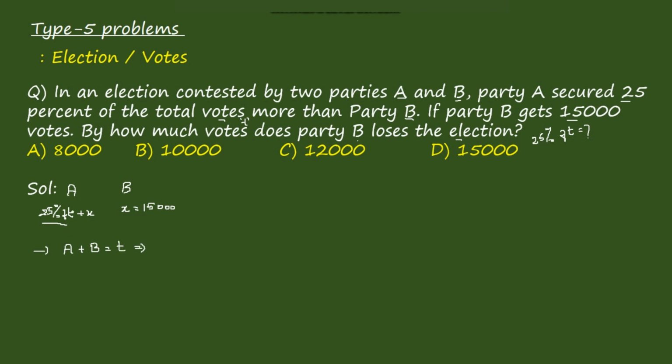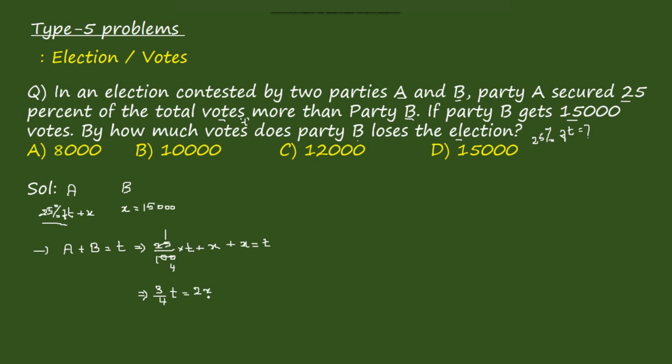What A is getting is nothing but 25% of T, which is 25 by 100 into T, plus X votes by A, plus B would be getting X, which is nothing but total votes. It goes by one side, it goes by four side. So if you substitute the value here, we get 3 by 4 T is equal to 2X.